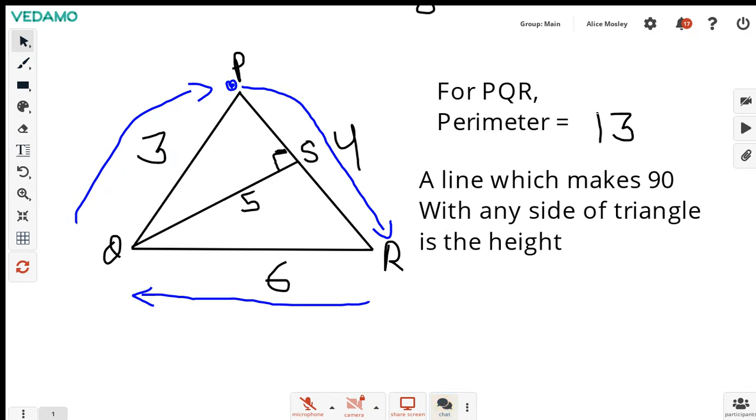So here, as you obviously can see, QS is the height. Why is QS the height? Because QS is making 90 degree with a side known as PR. QS is making 90 degree with the side known as PR. So the height is equal to 5.